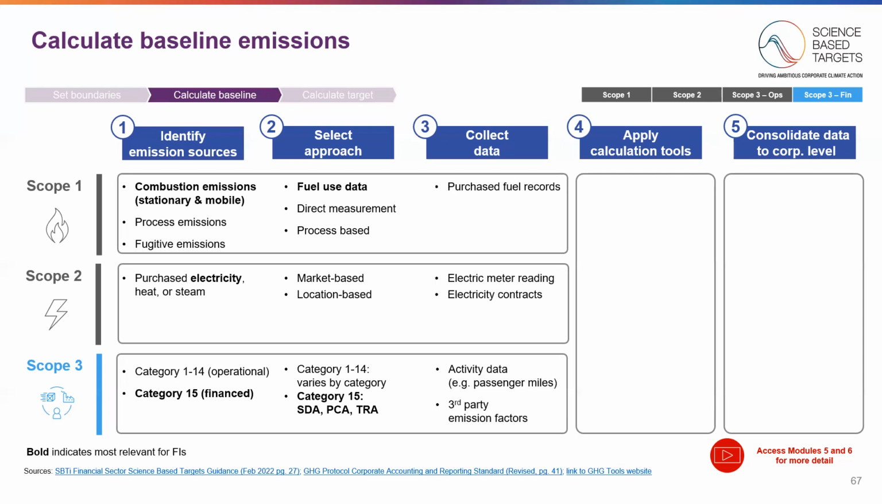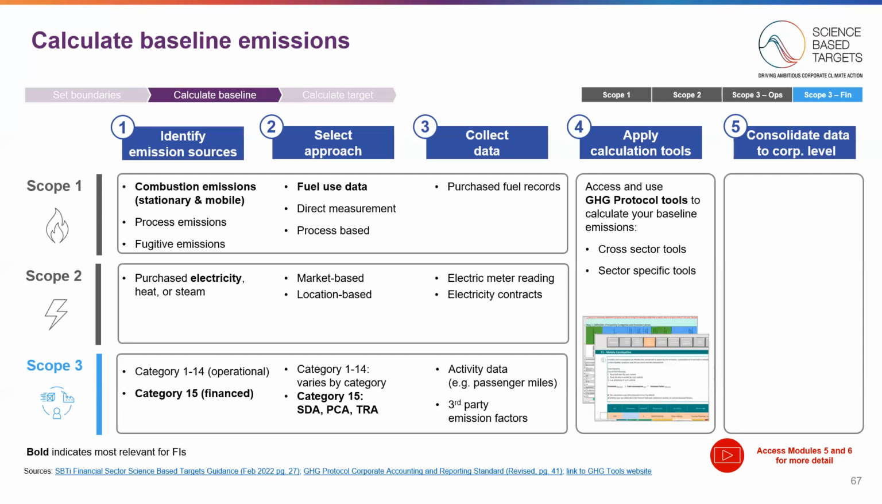Step 3, collect the data. Once you've determined an approach, you will need to invest the time and resources to collect the data. This can be time-consuming, especially for Scope 3 emissions, as will be discussed in more depth in modules 5 and 6. Once you've gathered the data, the GHG Protocol provides a number of tools to calculate your baseline emissions. The links provided in the deck will bring you to cross-sector and sector-specific tools to calculate greenhouse gas emissions.